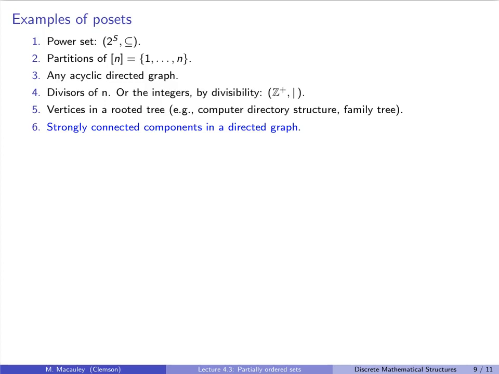Our last example involves strongly connected components in a directed graph. I think this is best done by an example. So let me just draw some vertices. I'm just making this up as we go along. And I'll draw some edges. I'll use a different color for the edges.